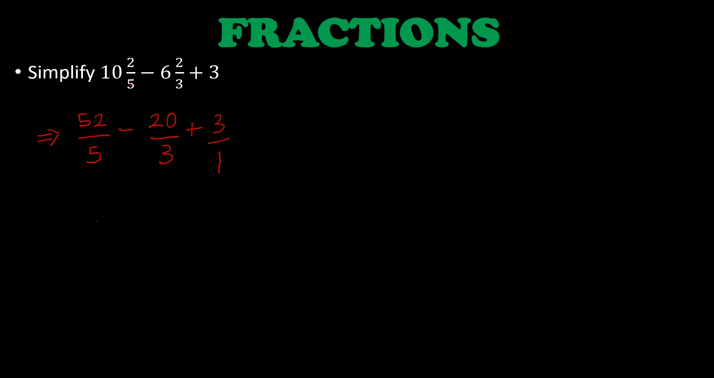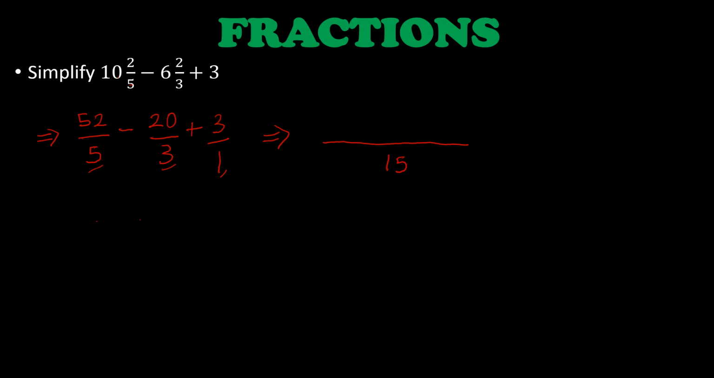So now we've done this, we can move on to simplify further by finding the lowest common multiple of the three fractions we have. Now if we find the lowest common multiple of 5, 3, and 1, what are we going to get? We're going to get 15. Now if you want to know how we got 15, there's a simple way to do it.